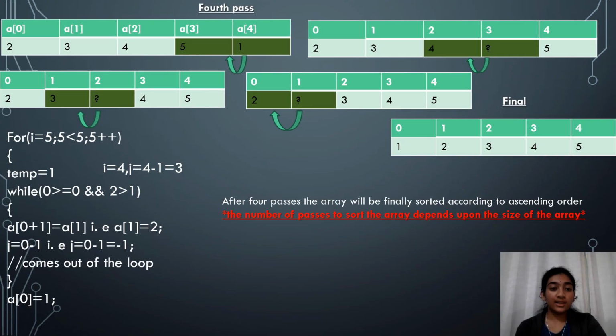Here actually i will still get incremented to 5, but 5 is not less than 5. So the for loop will not work and it will come out of the loop and the final value will be 1, 2, 3, 4 and 5.